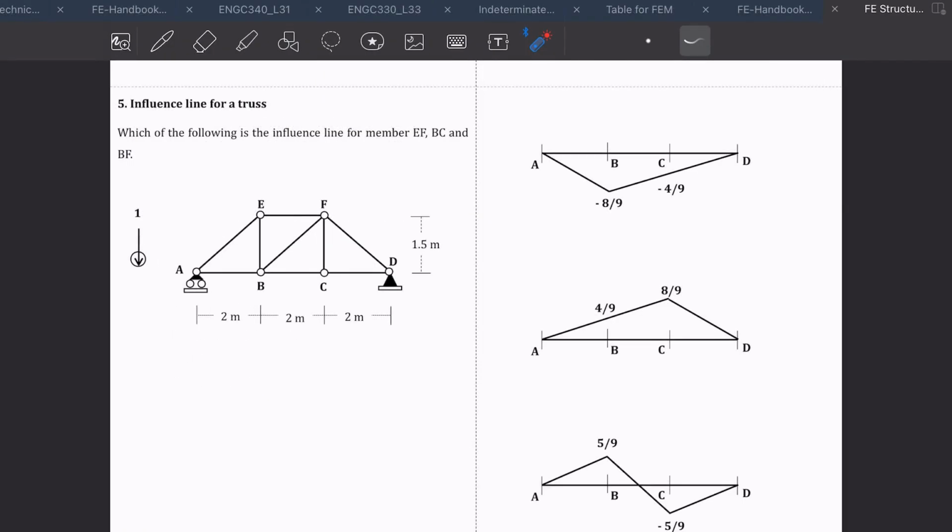So what about trusses? Generally, sometimes you'll see in your NCEES practice problems that they give you a truss, and they'll ask you which influence line belongs to a member. So sometimes you don't need to do calculation right away. You can use the concept of a beam.